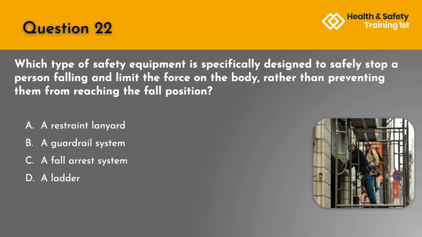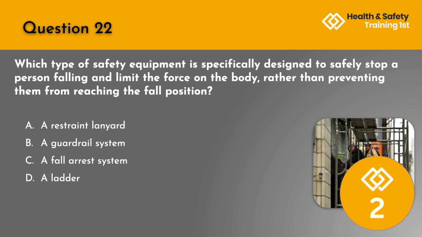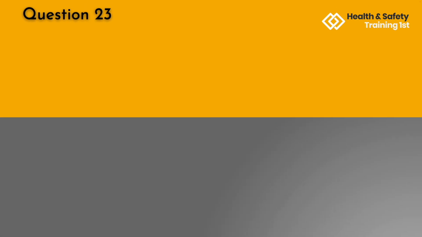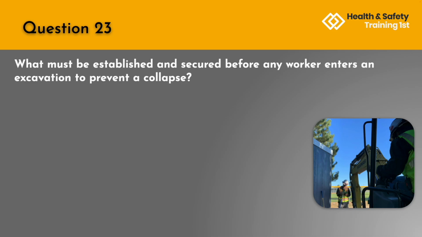A. A restraint lanyard. B. A guardrail system. C. A fall arrest system. Or D. A ladder. The correct answer is C. A fall arrest system. Question 23. What must be established and secured before any worker enters an excavation to prevent a collapse?